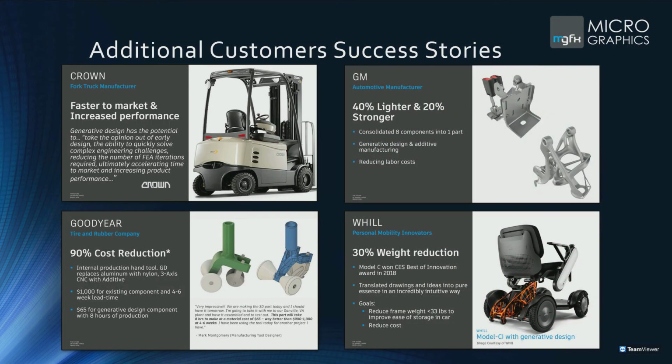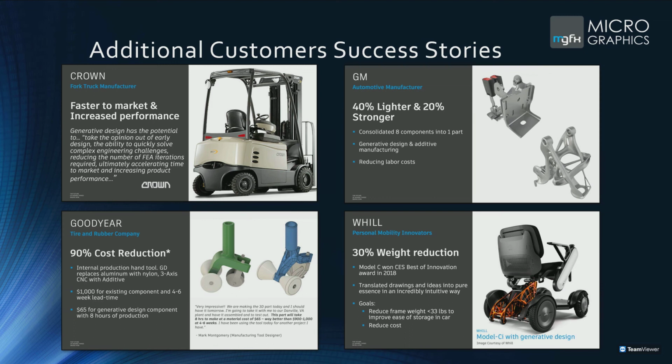Then there are a couple more examples here. The GM example on the top right-hand side is looking at reducing assembly complexity. That one consolidated 8 components that were stamped and welded together into one single part. This reduced a lot of labor cost as well as supply line simplification through that process.